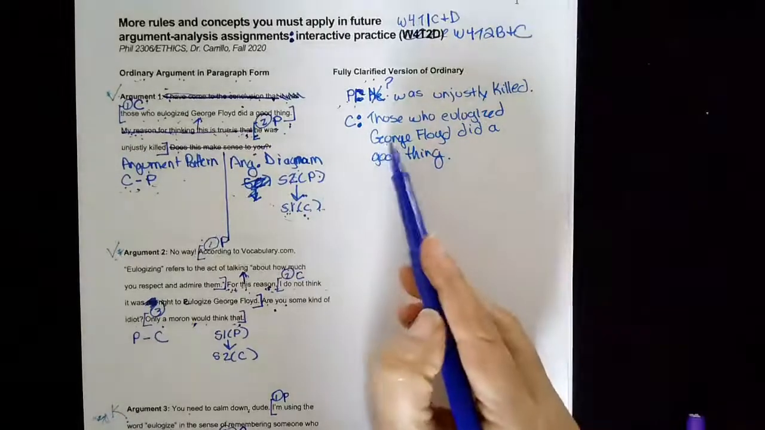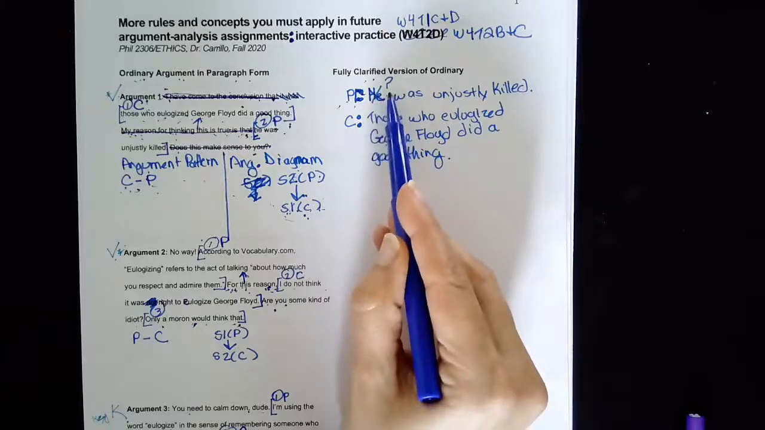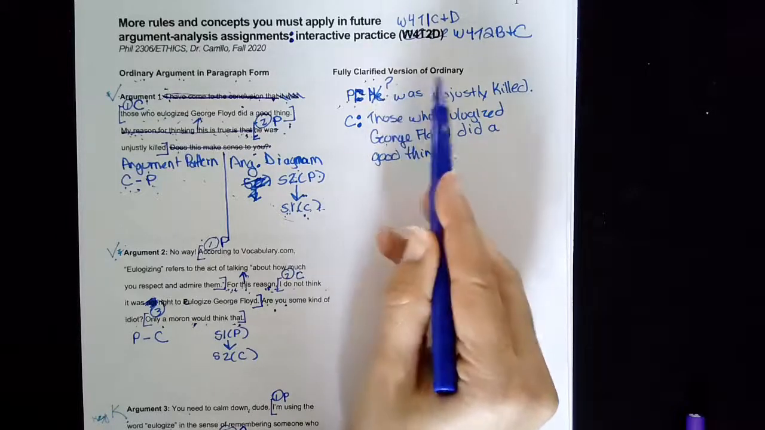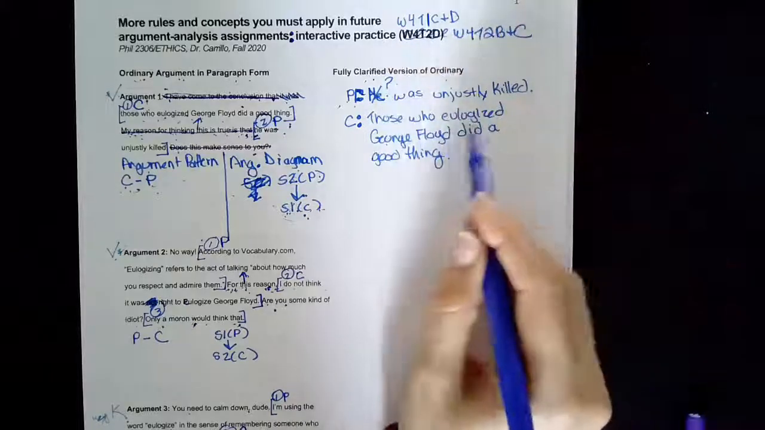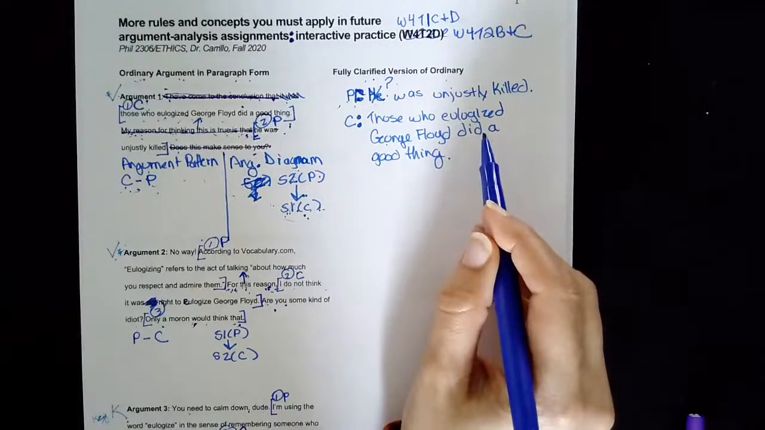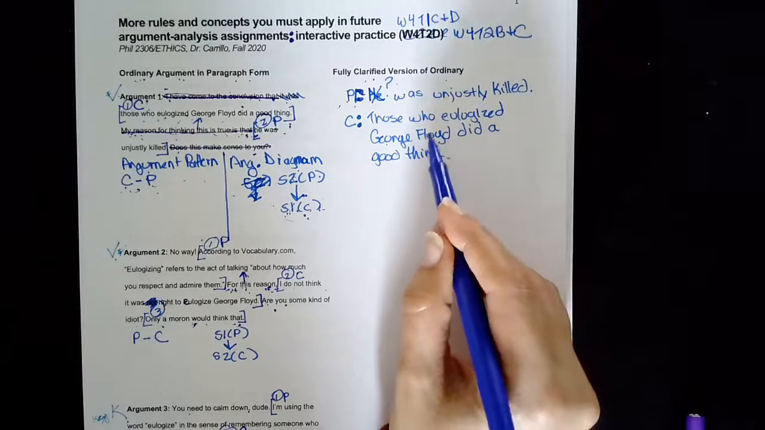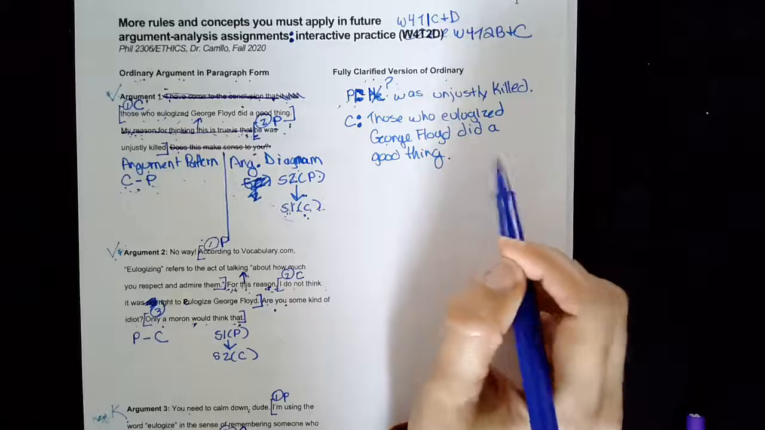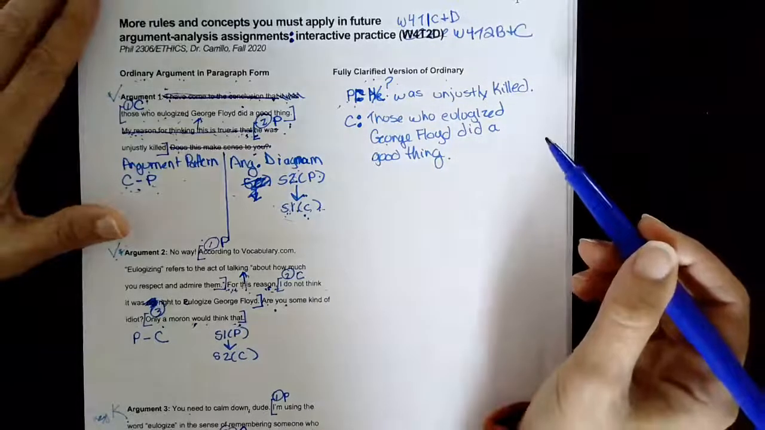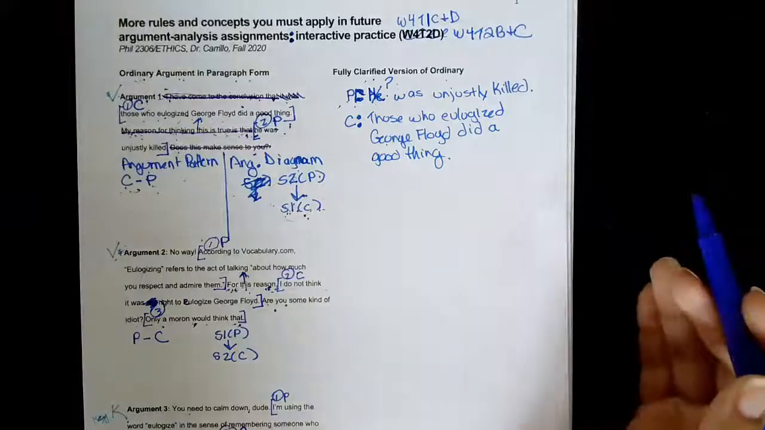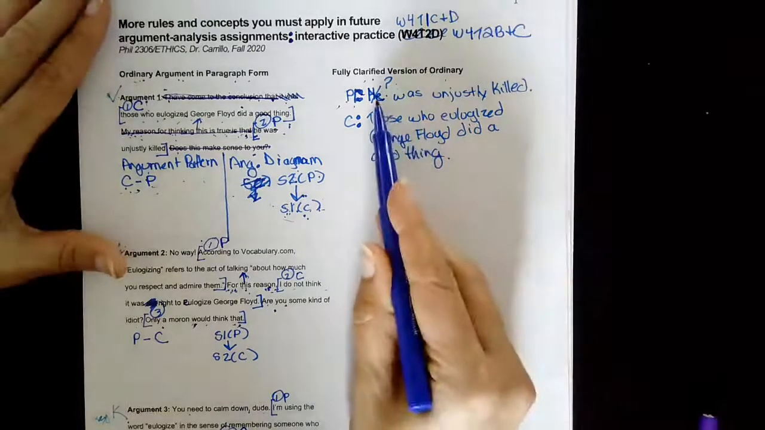what? George Floyd. So if you're using pencil, you can erase this, or you can just do a little arrow up and write George Floyd was unjustly killed. And then those who eulogize George Floyd did a good thing. But yeah, I had not applied content principle 3. I did that on purpose to show you a mistake. Did you make that mistake? Learn from it. So George Floyd should go right here.